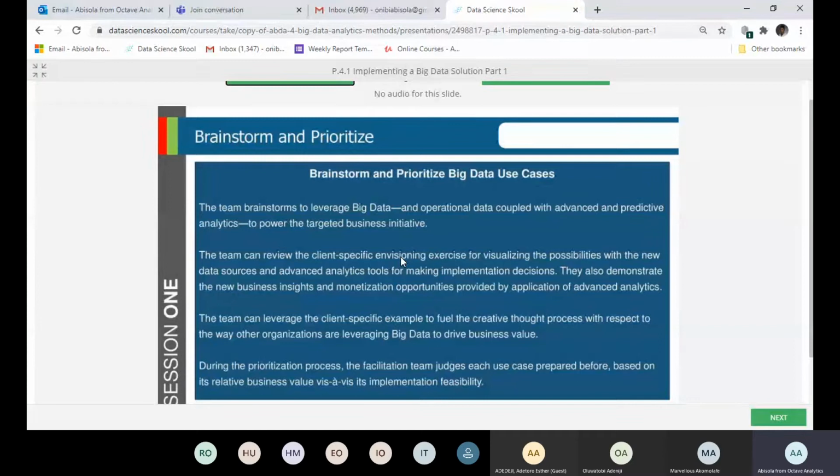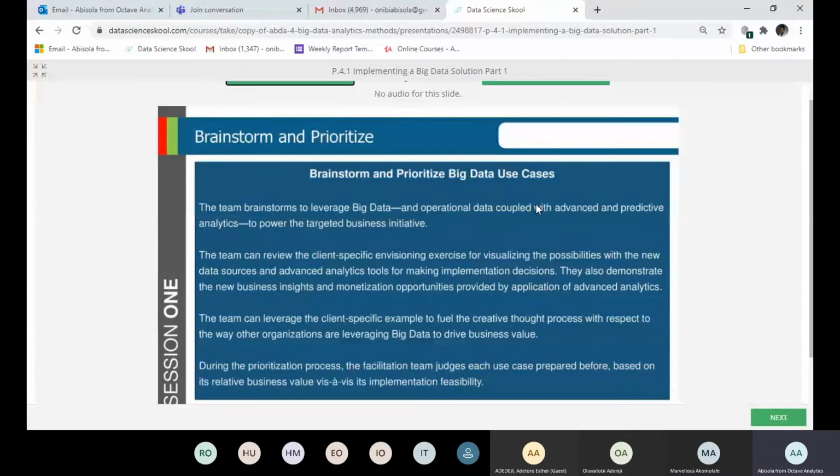So what is the thing they most value in their organization? So you're now trying to brainstorm and see that, okay, this is their targeted business initiative, this thing that they really want in their organization. How can I maximize the use of big data or the big data solution I want to implement? How can I maximize this solution to be able to create value for this organization? That is where the brainstorming part comes in.